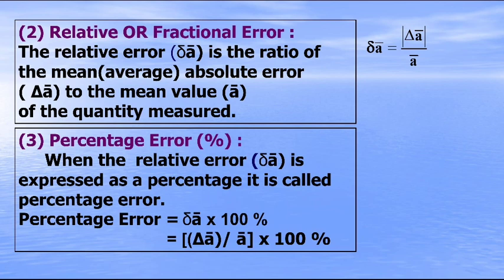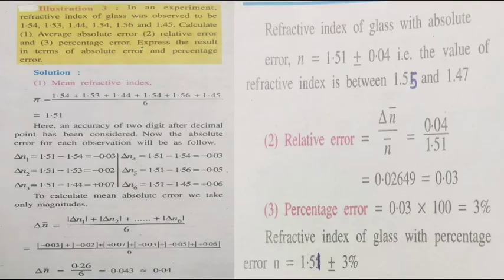So let us take one illustration through which we can understand it. In the experiment, the refractive index of the glass was observed to be 1.54, 1.53, 1.44, 1.54, 1.56 and 1.45. Calculate average absolute error, relative error and percentage error. Express the result in terms of the absolute error and percentage error. So first of all, we will find out the mean.